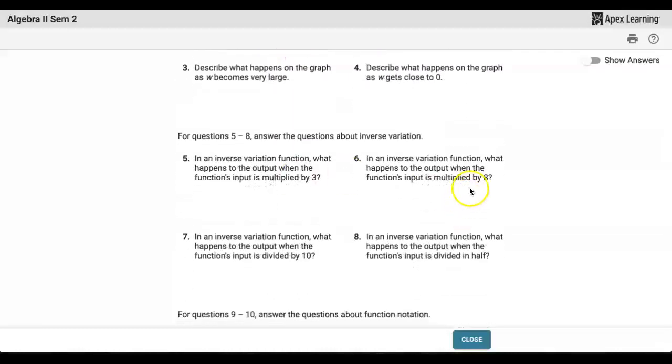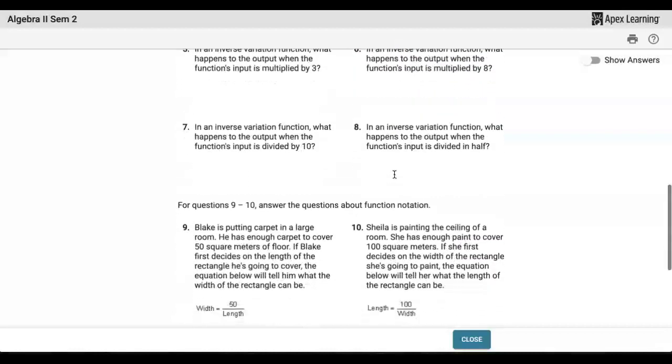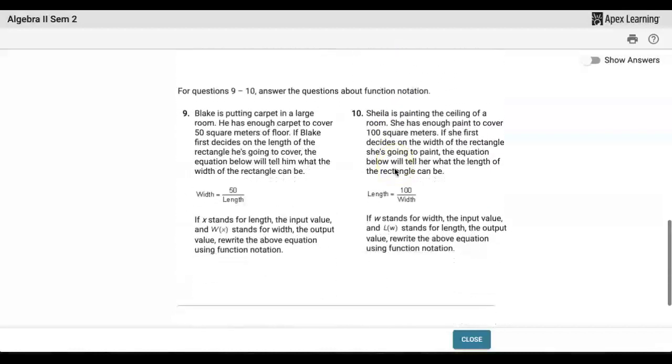And then here, being able to answer just general understanding questions about inverse variations. What actually happens if I divide or multiply something? Remember, it's the opposite operation, right? If I divide, I multiply; if I multiply, I divide, okay? It's the opposite operation, but it is the same magnitude, right? Divide by 10, I'm going to multiply by 10, all right?